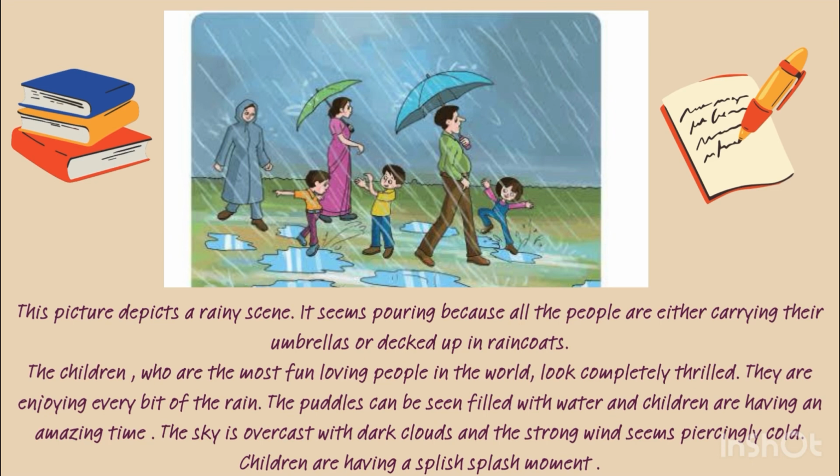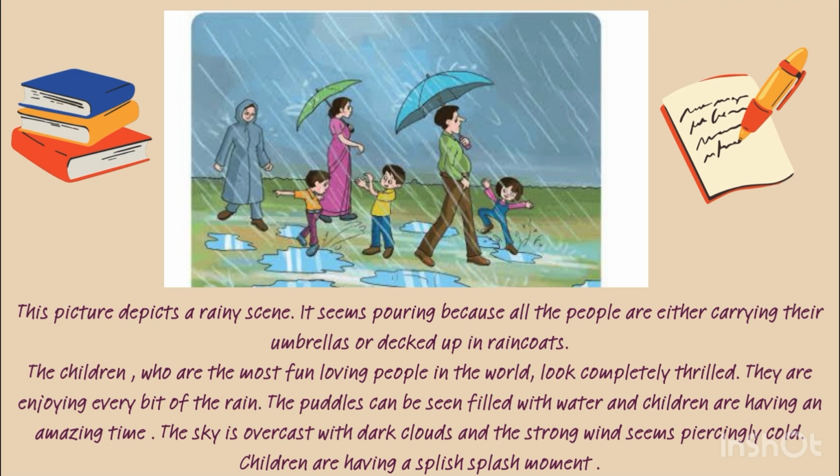The sky is overcast with dark clouds. I told you at the beginning of the video. What do you mean by sky is overcast with dark clouds? It means the sky is completely filled with dark clouds. And the strong winds seem piercingly cold. Can you see that the strong winds are blowing and we are feeling piercingly cold? Piercingly cold means we are feeling extremely cold and we feel like having a cup of tea with some fritters maybe.